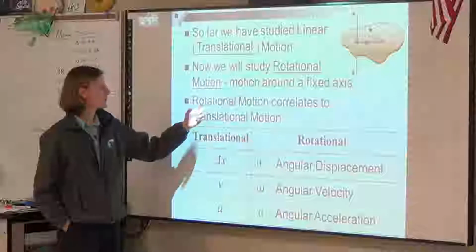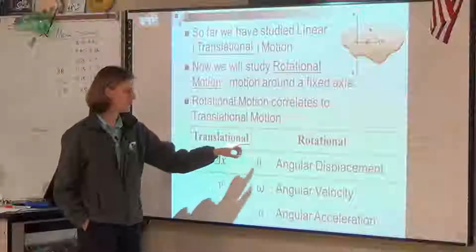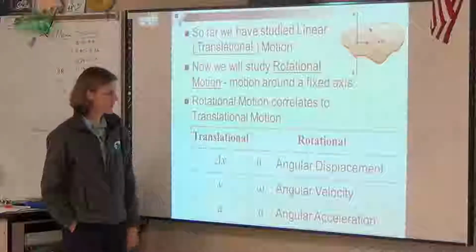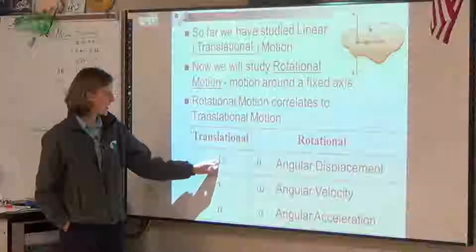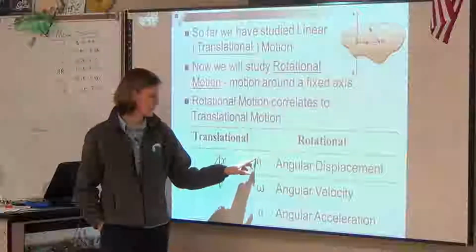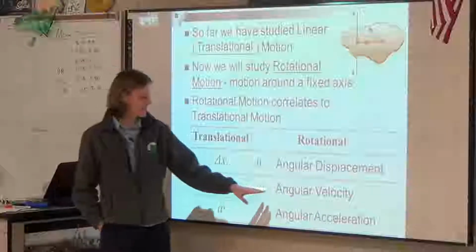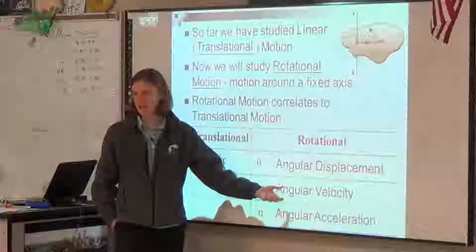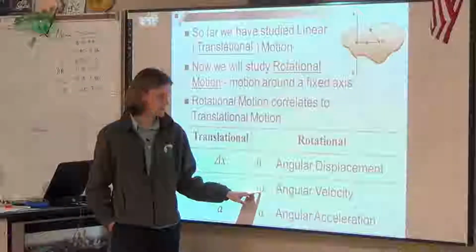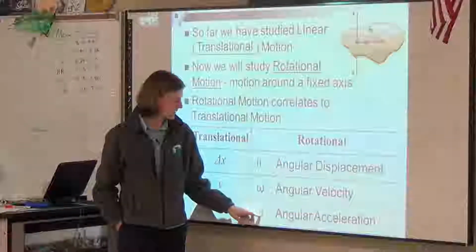So we do have the correlation between rotational and translational, and every time we learn a new formula, we'll relate it to what we've already learned. But just as we had displacement in the x direction, we also can have angular displacement. So we'll have theta here. We have velocity. We're going to have angular velocity. Just basically stick the word angular in front. That's going to be lowercase omega, kind of like a W. And angular acceleration. That's going to be alpha.